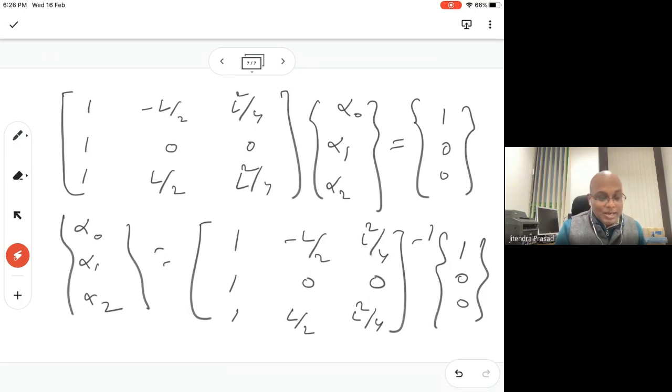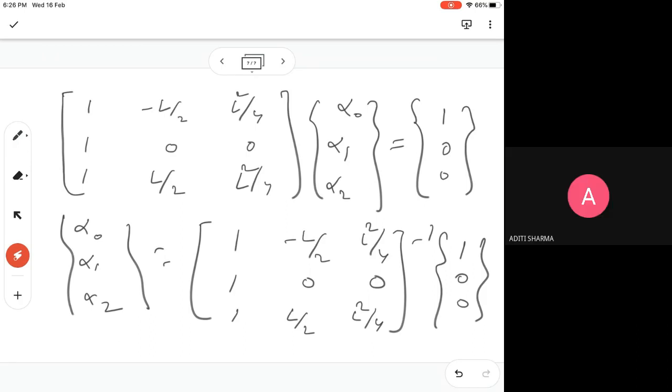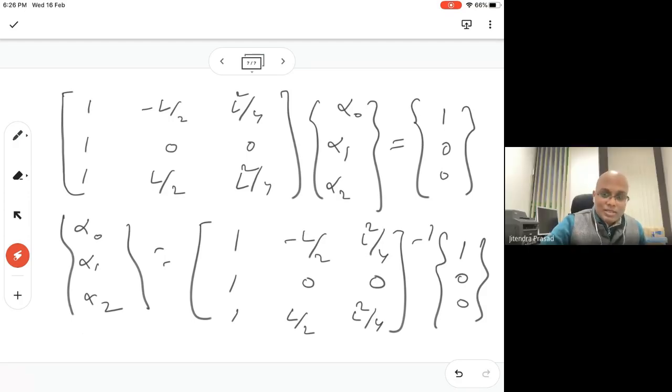Sir, when we know alpha naught is 0, why are we not directly putting it? You can put that. Okay. Yeah, sure. You can put that and then you can do that. Yes, possible. Yeah, you can do that.